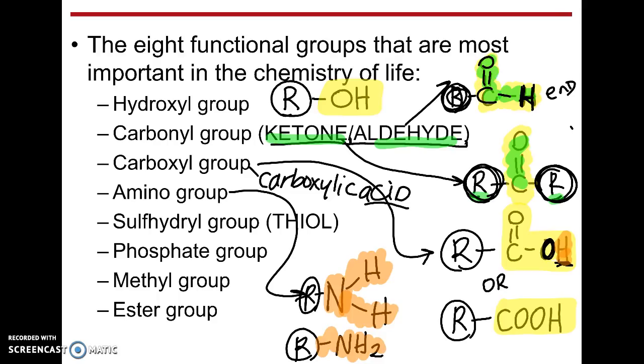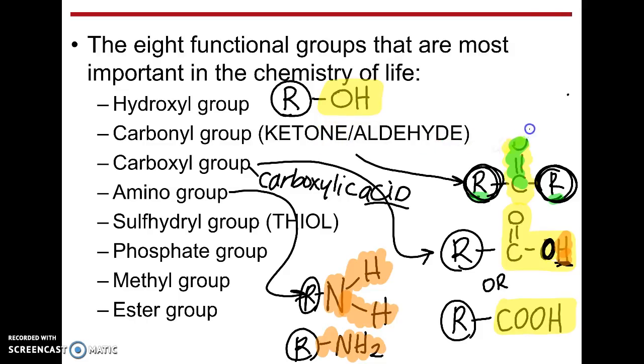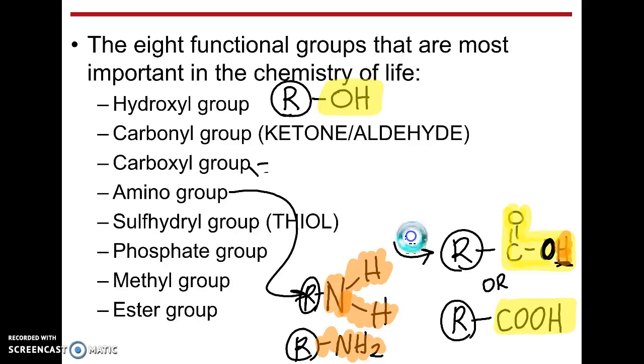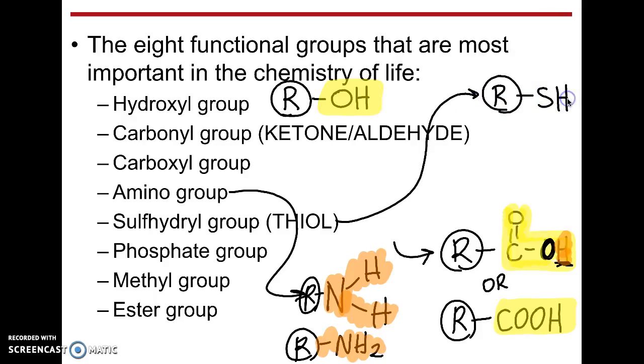And I'm going to erase the aldehyde and ketone stuff up here so we can make some space for the next ones. All right, get rid of the carboxylic acid. Alright, so the next one, the sulfhydryl group or a thiol. Here's your attachment point, and it's literally a sulfur and a hydrogen. So that's a thiol.